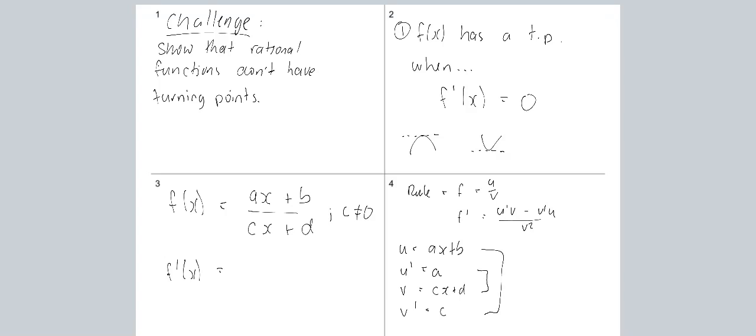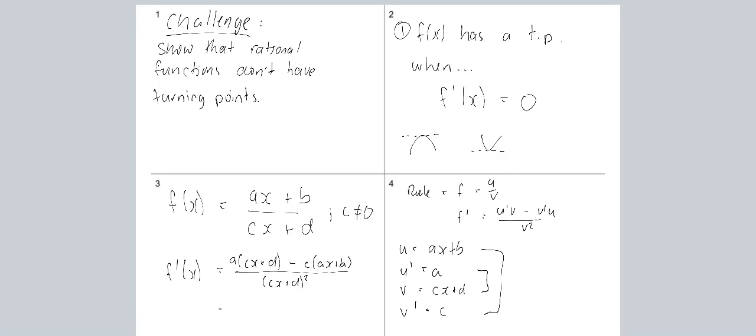So f dash of x, I can now write down as the inside, which is a outside of cx plus d, minus the inside, which is c outside of ax plus b, all over (cx plus d) all squared. Now, at the moment, I cannot see any reason to expand the bottom because I'm just trying to prove that it's not going to be equal to 0. So I've got a denominator which is something, cx plus d. I know that's not equal to 0. I also know it's positive because I'm squaring it, right? So it's always going to be positive. I'm just interested in the top.